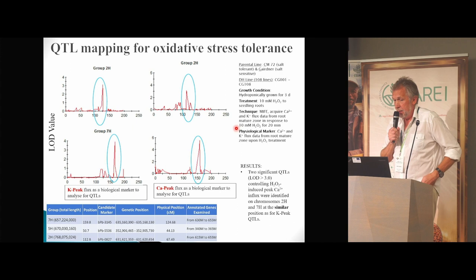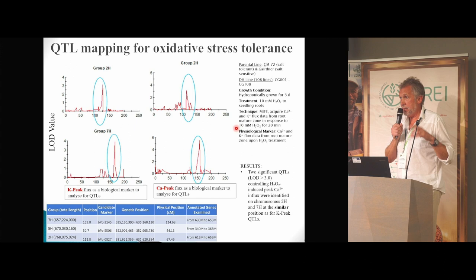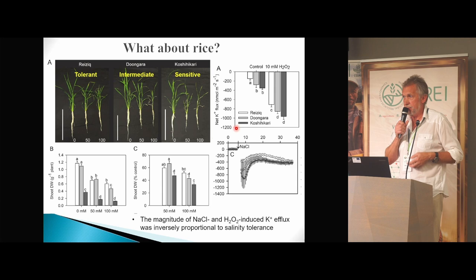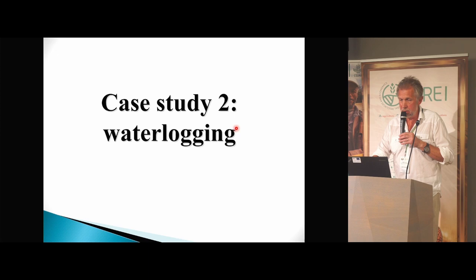What does it mean? It means that there are some non-selective cation channels, permeable for potassium and calcium, which are activated by ROS and cause disturbance to ionic homeostasis. And plant varieties which are more salt tolerant are capable of controlling the performance of that channel and have it less sensitive to ROS. Again, rice, sorghum, other species, we screened dozens of different species for that trait, and we found the same thing to be true. So we have really nice physiological markers there.